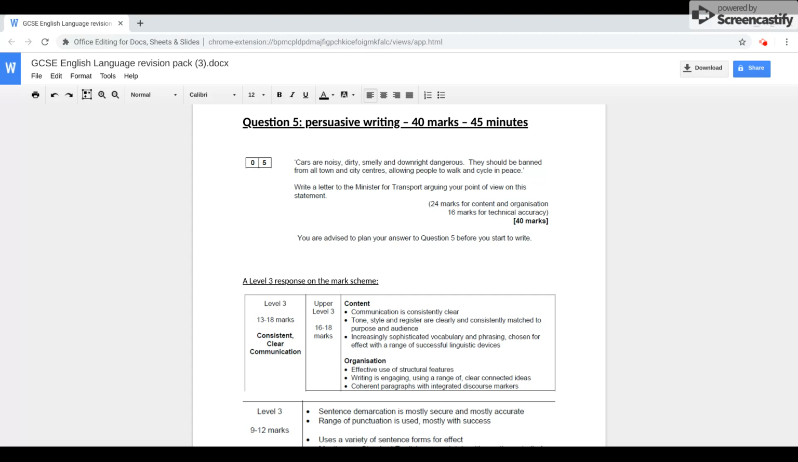So break the question down for content. Think about for and against. Come up with both so that you can decide which side of the fence you want to argue from.